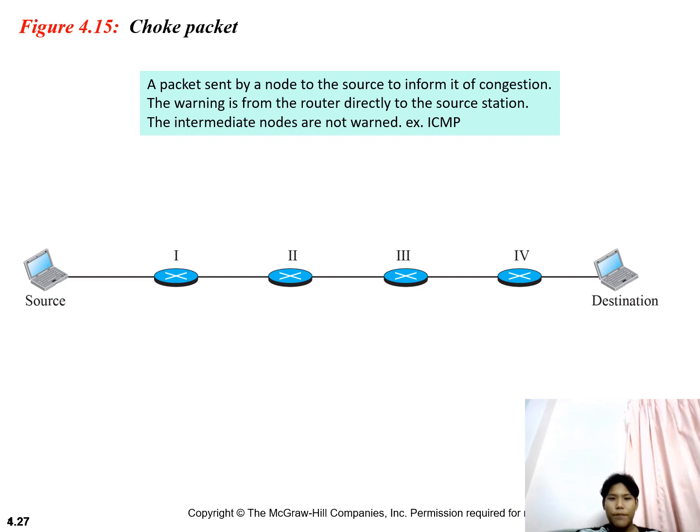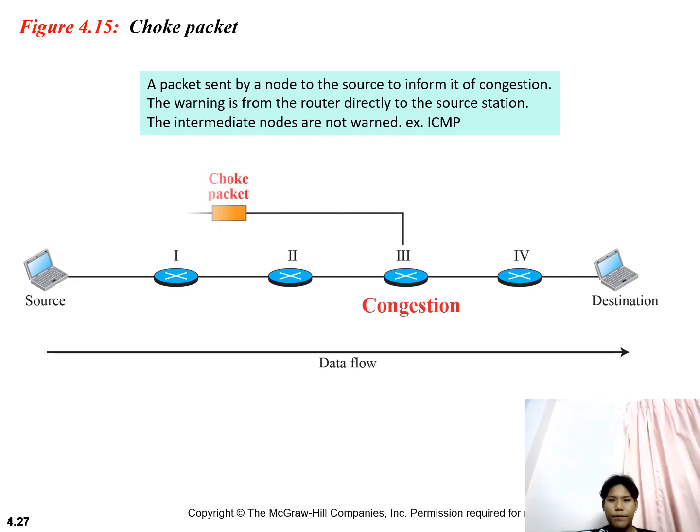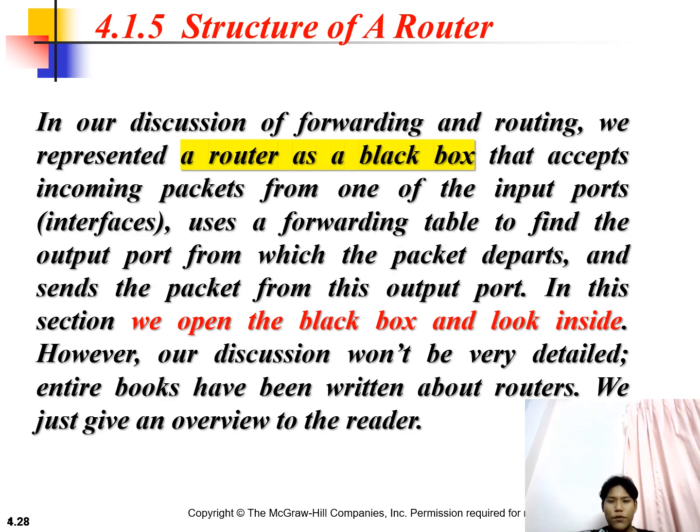Choke packet. A packet sent by a node to the source to inform it of congestion. The warning is from the router directly to the source station. The intermediate nodes are not warned. Example, ICMP.